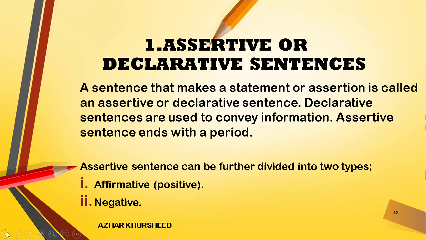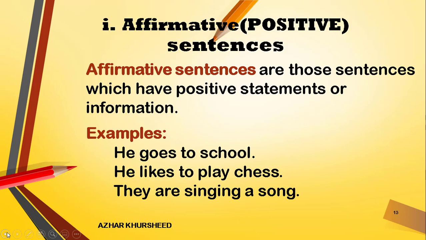So we have a further division of this assertive or declarative sentence. An assertive sentence can be further divided into 2 types: affirmative, or positive, we can call them, and then we have negative. Affirmative sentences are those sentences which have positive statements or information. Examples: he goes to school, he likes to play chess, they are singing a song. They all are statements, but they are positive statements. They are not coming up with something negative or no.